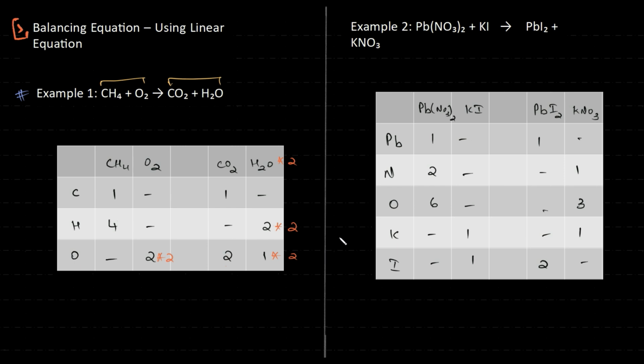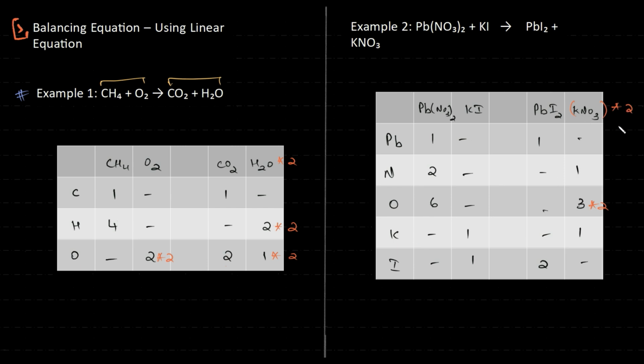Now let's take the easiest one. So you have oxygen as 6 and 3. Let's start with that. I'll multiply this with 2. If I want to make this 6, by default I have to multiply this with 2. Right? Only then this becomes 6 atoms of oxygen. If this is 6, we are done.